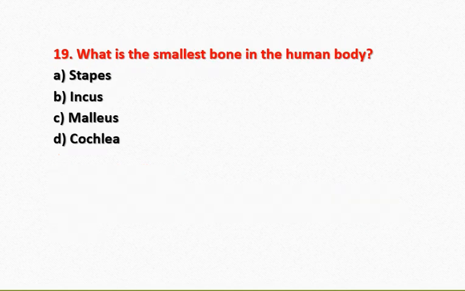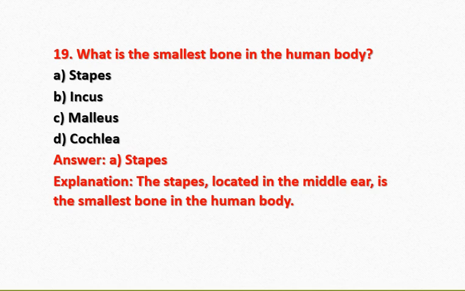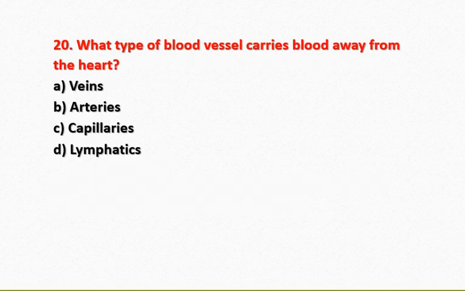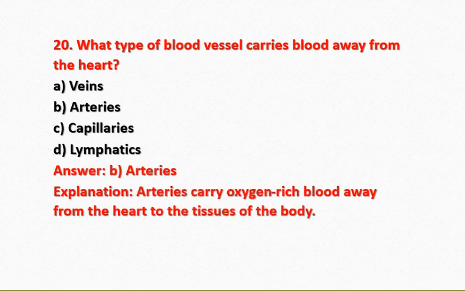What is the smallest bone in the human body? Correct answer is option A, stapes. What type of blood vessel carries blood away from the heart? Correct answer is option B, arteries.